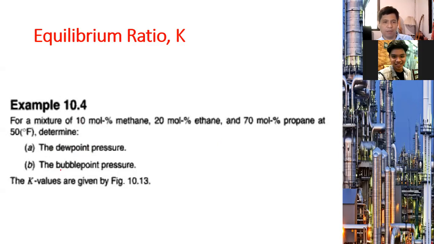So, in order to find the dew point pressure, trial and error yung gagawin natin. Makikita niyo. And then letter B, the bubble point. Pag bubble point naman, ibig sabihin it's about to boil. Kukulo siya. So ano bang kumukulo? Gas o liquid?